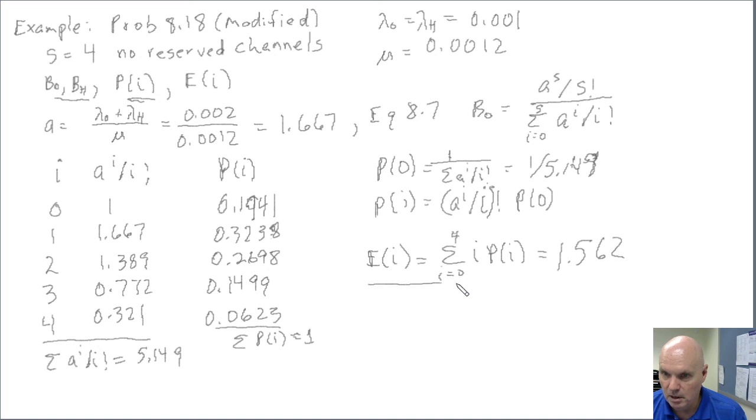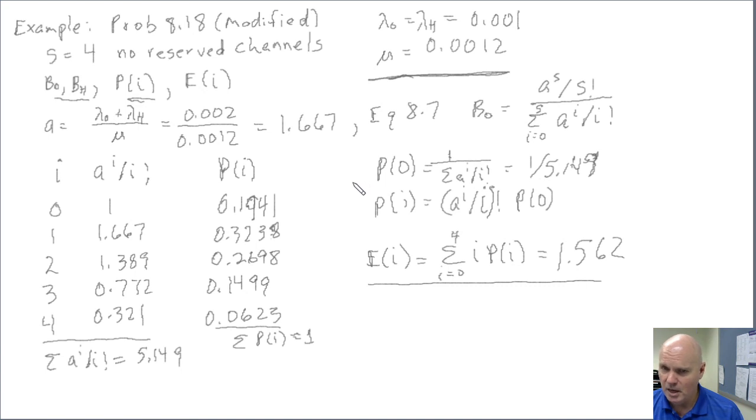Okay, for homework, I'm going to assign the same problem, 8.18, but unmodified, as it's written in the textbook, with S equal to 4 again, but with one channel actually reserved for handoffs. Use this value of mu, though, not the value that's given in the book. And then the other problem I'm going to assign is problem 8.19, which has 10 channels, one still reserved for handoffs. Use these same values for lambda 0 and mu.